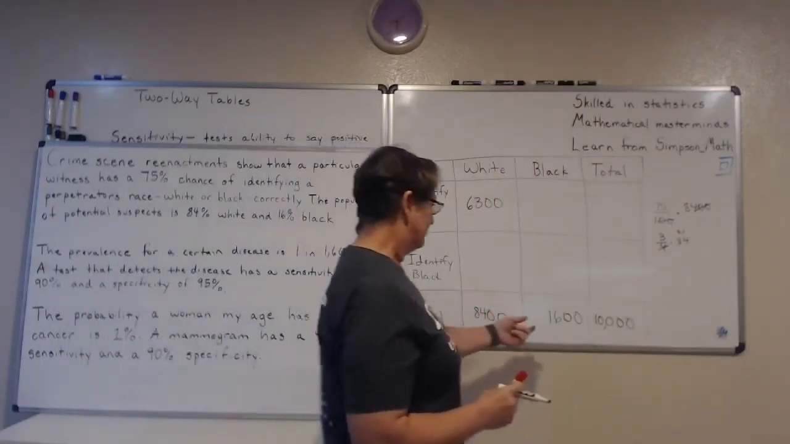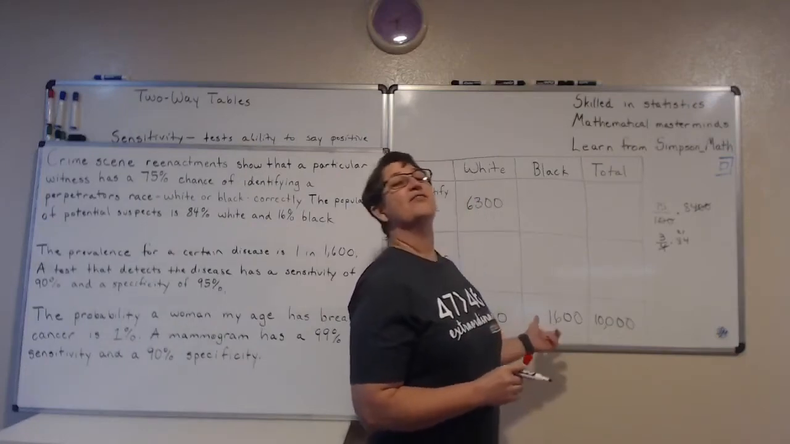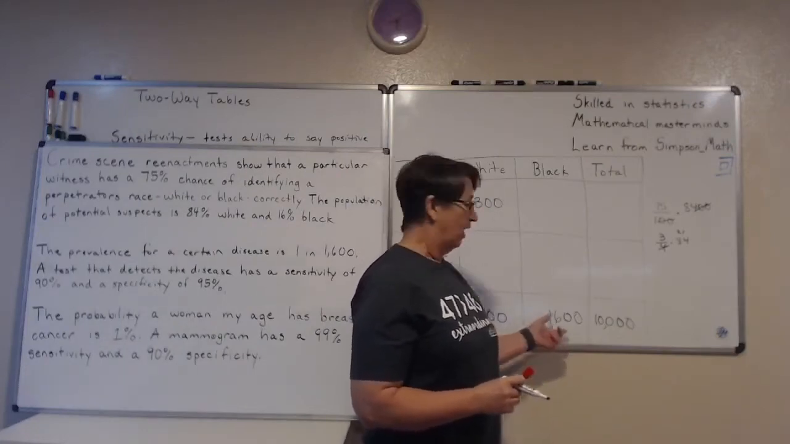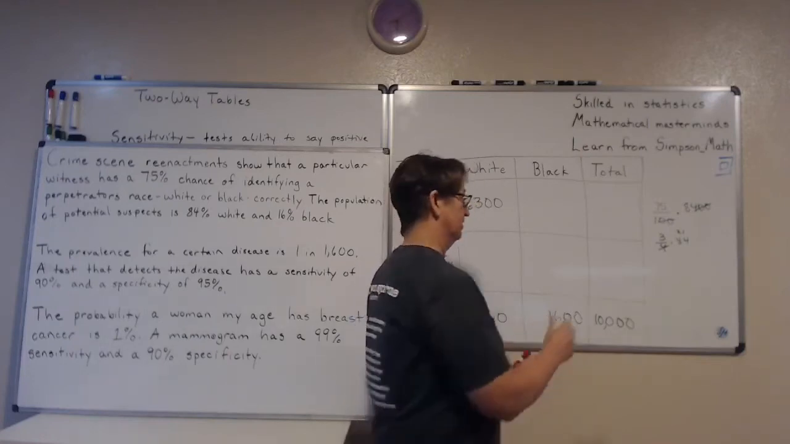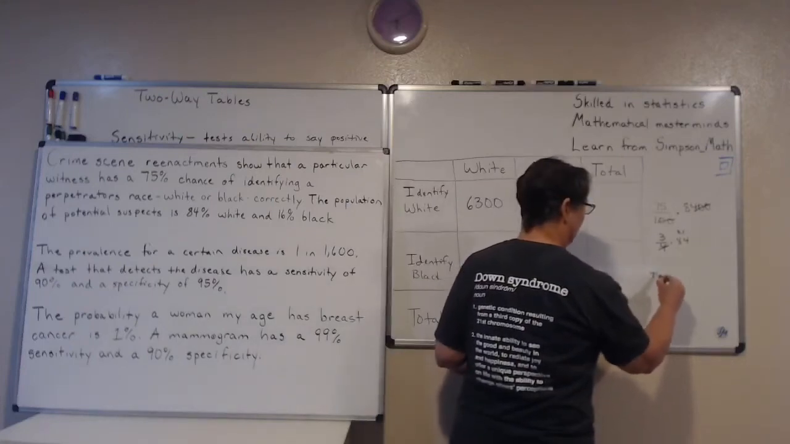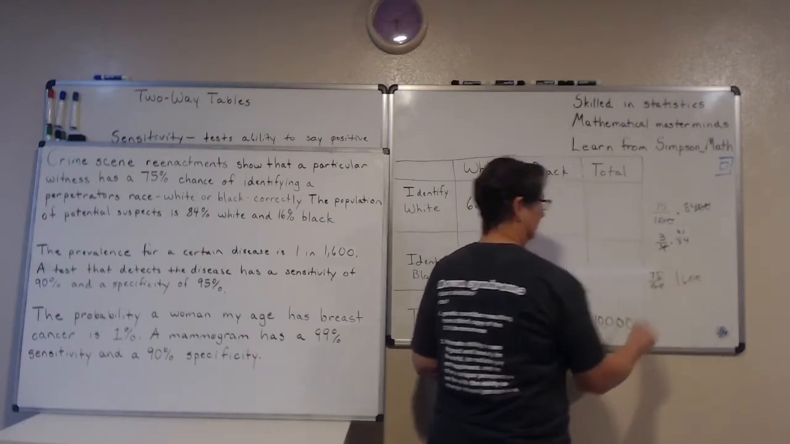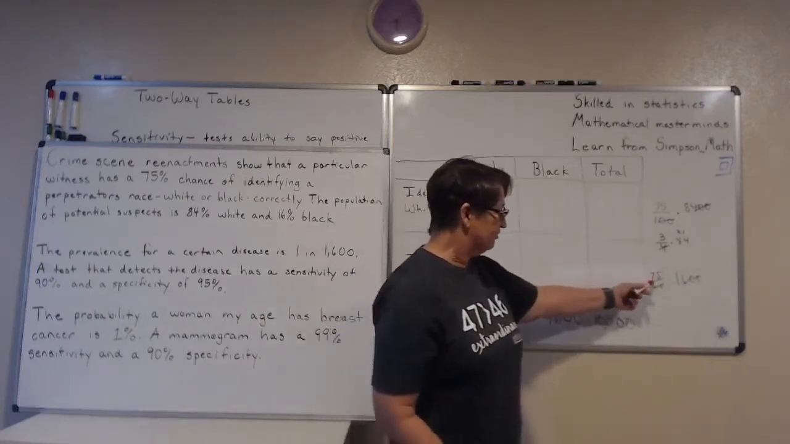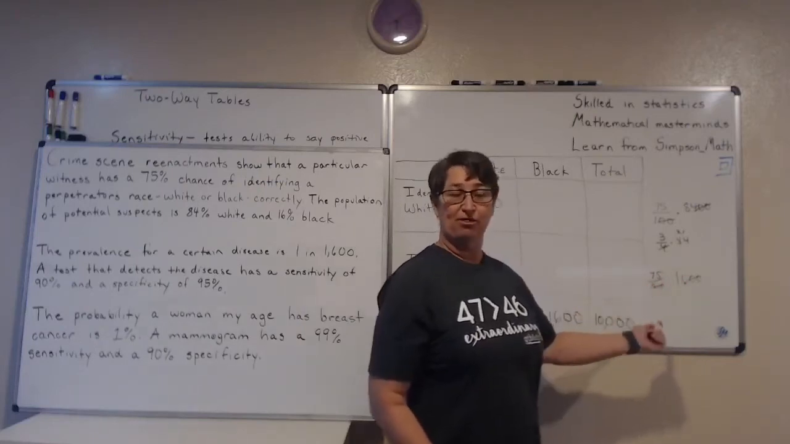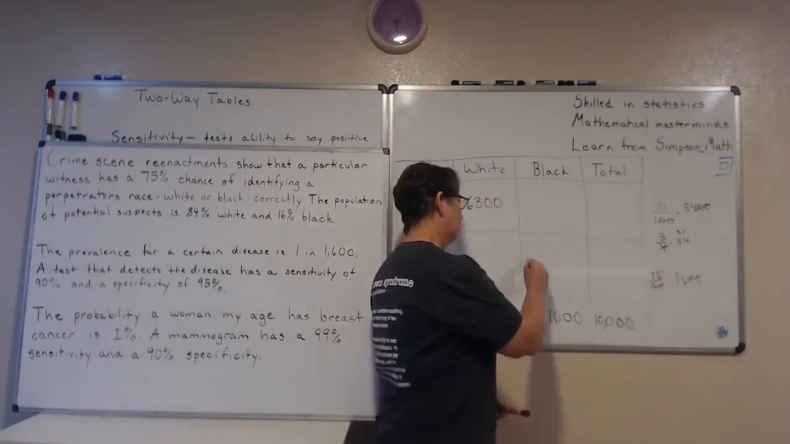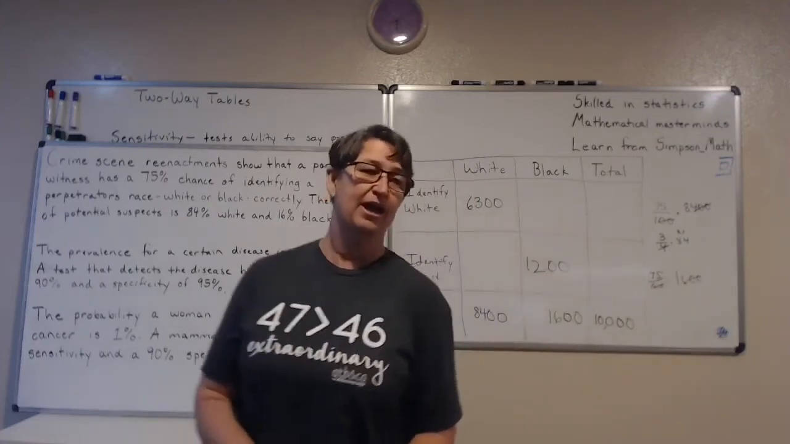Then I know that 75% of the time when they identify someone as black, they actually are black. So I'm going to take again 75% of the 1,600. Or really what I'm going to do is 3/4. I'm going to divide it by 4 to get 4, multiply it by 3 and get 12. So I know this is 1,200. Yay!